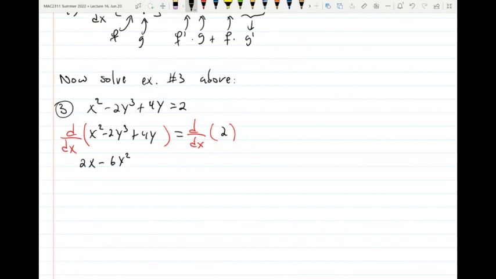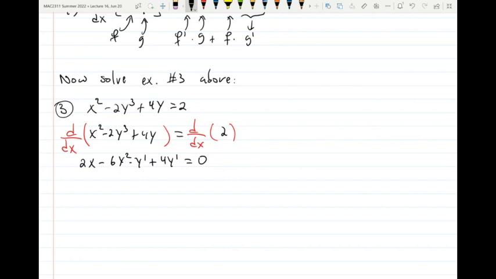Very good. That's 6y squared times y prime. Does everybody understand the y prime? Okay. Plus, what's the derivative of 4y? Good. 4y prime equals derivative of 2? 0. Did you understand this? Now, solve for y prime.